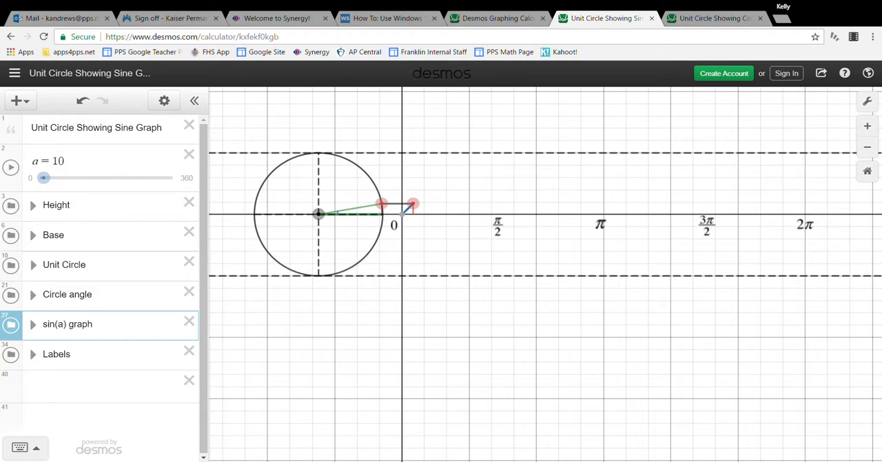Hi guys. Today we're going to be focusing on the sine wave and then the cosine wave and how to transform those particular graphs. So we're going to talk about the parent graph and where it starts and why that works out the way that it does.